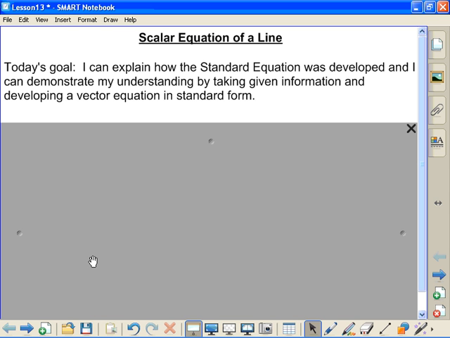I can explain how the standard equation was developed, and I can demonstrate my understanding by taking given information and developing an equation in standard form. So basically, I can explain where it came from, and I can take the information that I'm given and come up with an equation. So knowledge and understanding, straight up: can I follow a process and apply it?